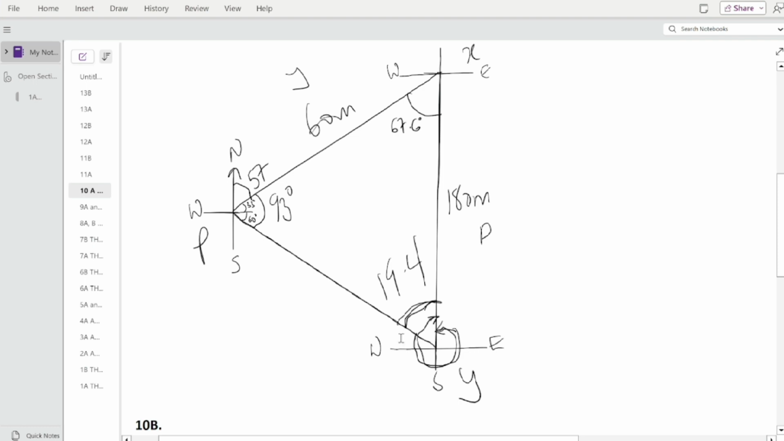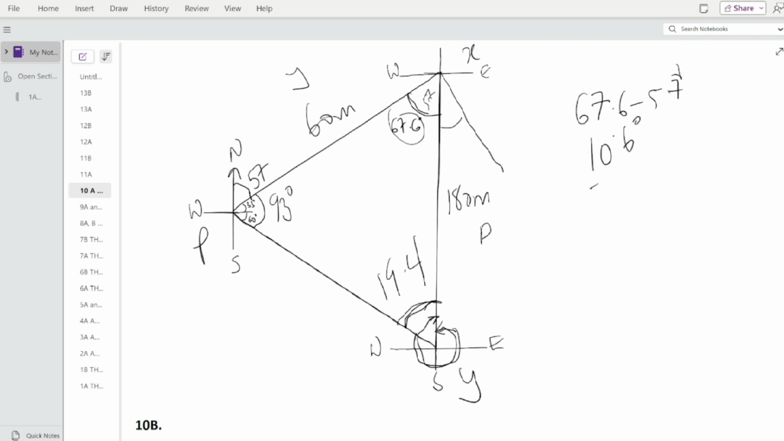Taking a look at our diagram again, I remember saying that if this is 57 and y is directly south of x, that's due south, then this should be 57. And if this angle is bigger than 57, that means this line should be drawn outside. This part of the angle is 57, then the rest falls outside 57. I hope you understand. The rest of this angle can be found by doing 67.6 minus 57, which will give us 10.6 degrees.